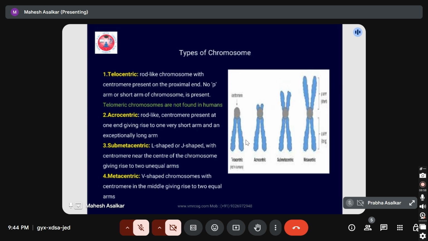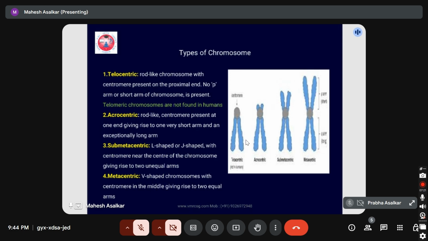And where is the centromere? The centromere is present on the proximal end. Then second is acrocentric, a rod-like chromosome with the centromere present near one end, giving rise to one very short arm and one exceptionally long arm. So second, you see an acrocentric. Okay, so this is depending upon the position of the centromere.